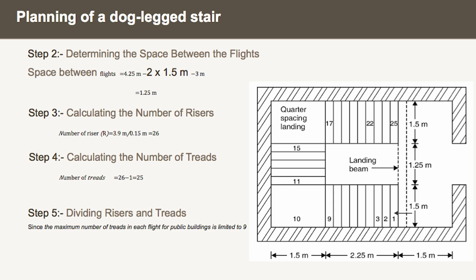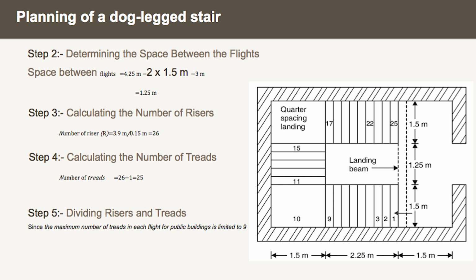Step 3. Calculating the number of rises. The number of rises, that is steps, required for each flight is calculated by dividing the height of each flight by the riser. Number of risers is equal to 3.9 meter by 0.15 meter, which is equal to 26. Step 4. Calculating the number of threads. The number of threads, that is a horizontal step, is always one less than the number of risers because the topmost riser leads to the landing. So, the total number of threads required is equal to 26 minus 1, which gives 25.